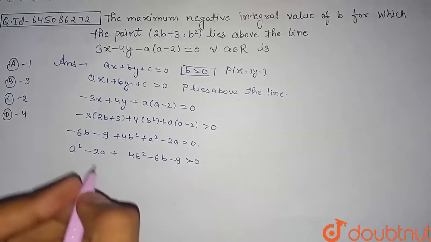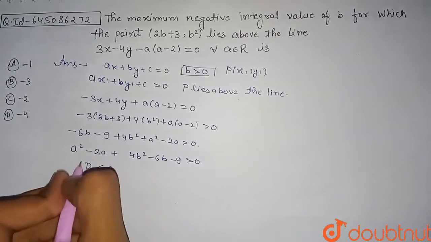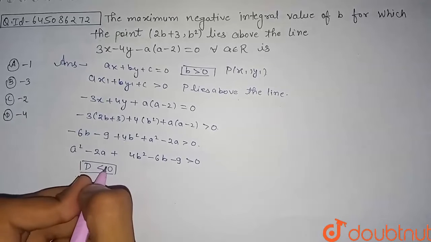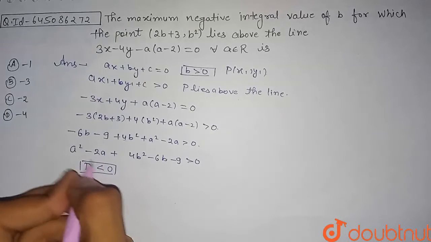If this expression, a² − 2a + 4b² − 6b − 9, is always positive, then what will happen? The discriminant of this equation must be less than 0, because if D is less than 0, then the quadratic expression is either always above the x-axis or always below the x-axis, so this will be satisfied.